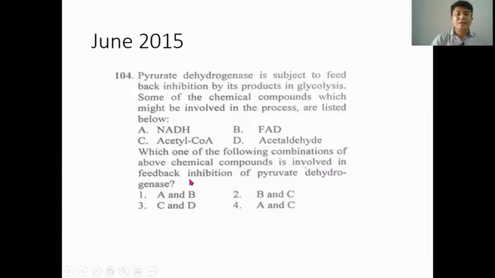So if we look at the regulation of the TCA cycle that we discussed, then it is the NADH and acetyl-CoA. These are among the ones which inhibit the pyruvate dehydrogenase complex, and others are not involved in the inhibition of pyruvate dehydrogenase complex. So the correct option is A and C. So here also the fourth option, which is having combination of A and C, that is correct. So the correct answer is option number 4.